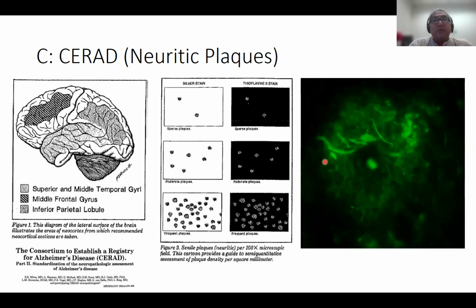Thioflavin is a nice way. Silver stains work as well. Because these are extra stains, in our lab, we do an amyloid stain and a tau stain. And based on the tau and the amyloid, you kind of estimate how much neuritic plaque you have.